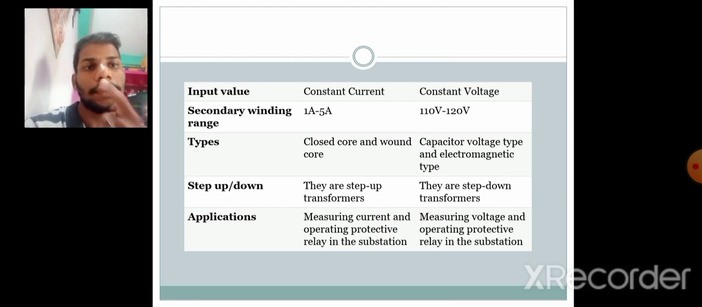Applications of CT: measuring the current and operating protection relays in substations. And coming to PT, it is used for measuring the voltage and operating protection relays in substations.